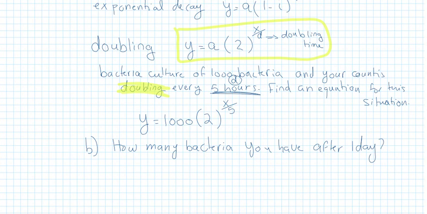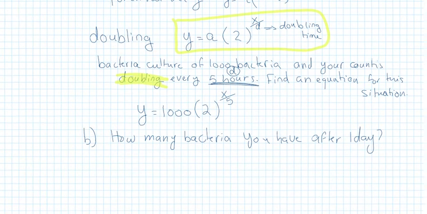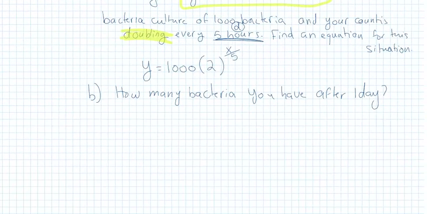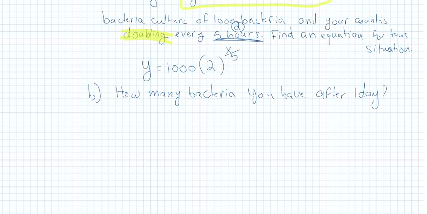So what do you do? Use the same formula, but you plug 24 in with the x. Now, even though I said 1 day, you have to plug in 24. Why? Because your unit has to match between the two, right? If the 5 is in hours, then x has to be in hours. Otherwise, you won't know how many times it's going to double.